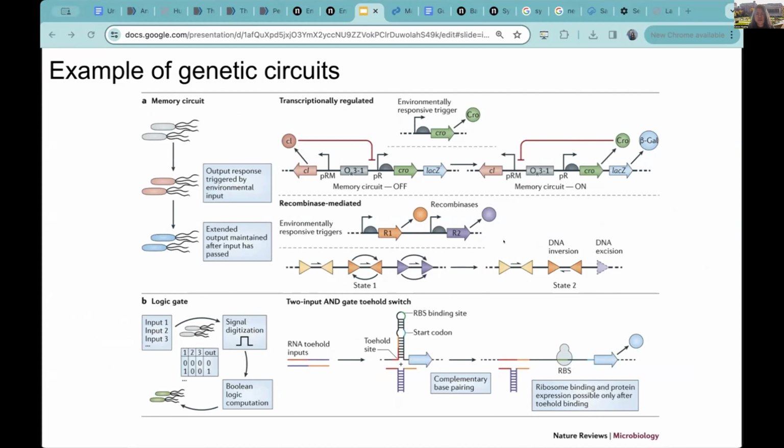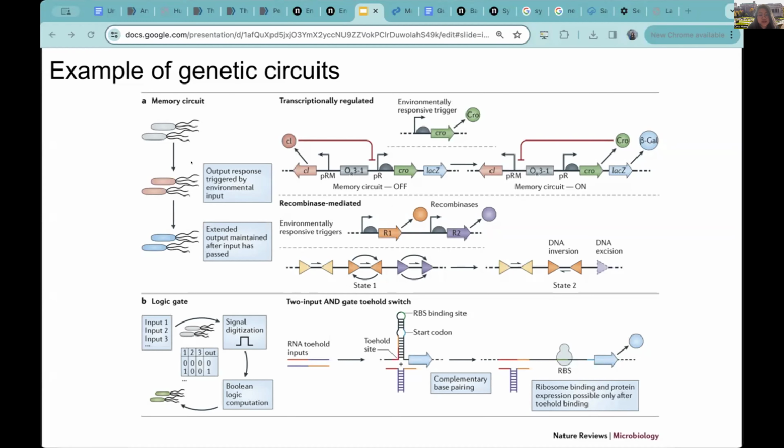And right now, I just want to give a brief example of genetic circuits. I probably won't have time to go into both of them, so I'll just talk about the top panel, which is a memory circuit. In genetic engineering or synthetic bio, these genetic circuits are a big thing. You can think of it as a switch. In this case, the memory circuit is a switch, with on and off, and there are two types of this memory circuit. One is transcriptionally regulated at the top, and at the bottom, part A, it's recombinase mediated.